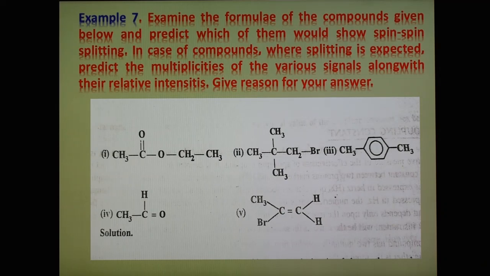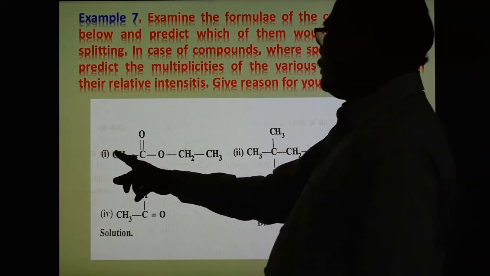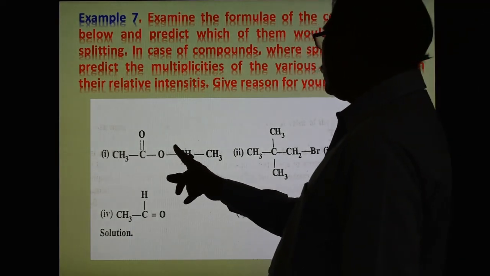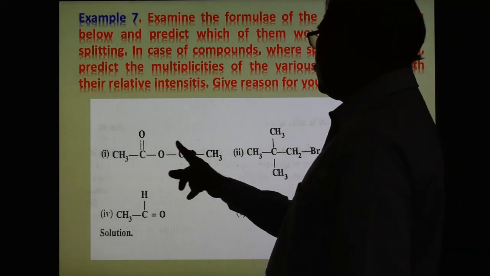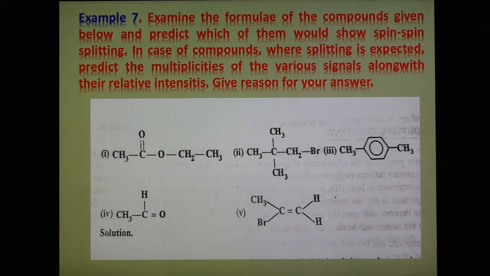So in case of the first compound, what is the compound? CH3COOCH2CH3. So in this compound, total 4 carbons are there: 1, 2, 3, 4. And with these 4 carbons, now here we can explain whether splitting is possible or not. In this compound, the signal due to 3 equal methyl protons will be split up into a triplet. So here splitting is possible.